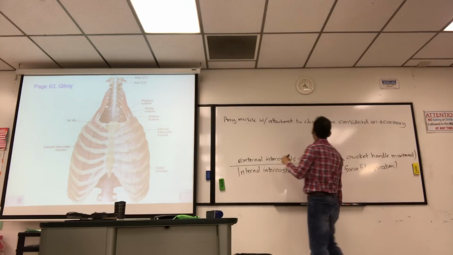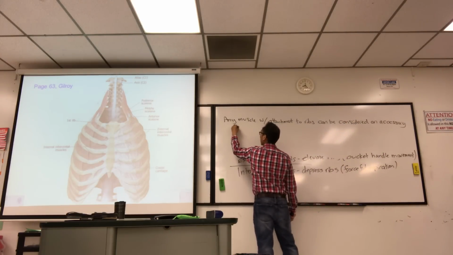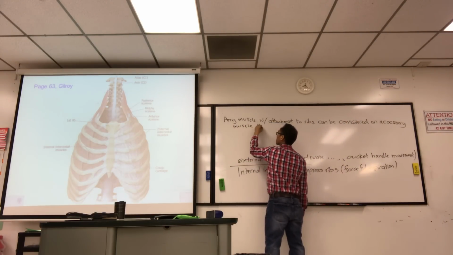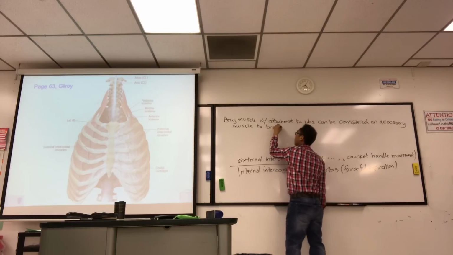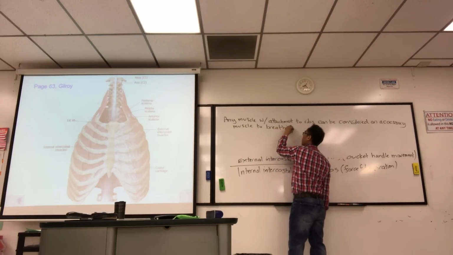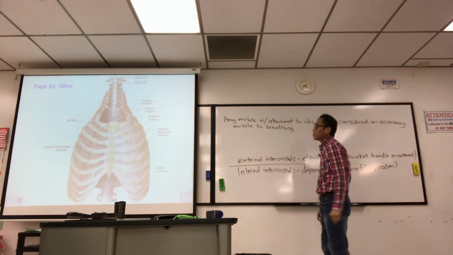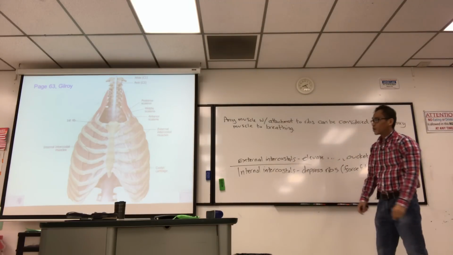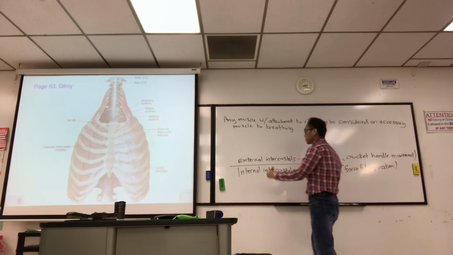Any muscle with attachment to ribs can be considered an accessory muscle to breathing. You can almost include clavicles too. Well, anyways, it's not shown here, but the sternocleidomastoid can be considered one.